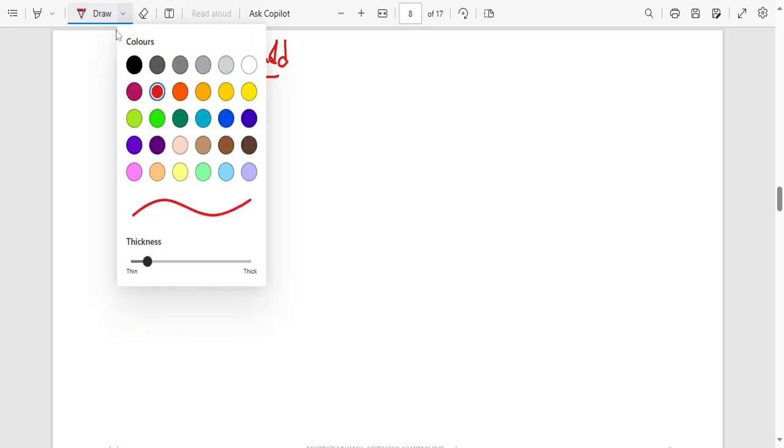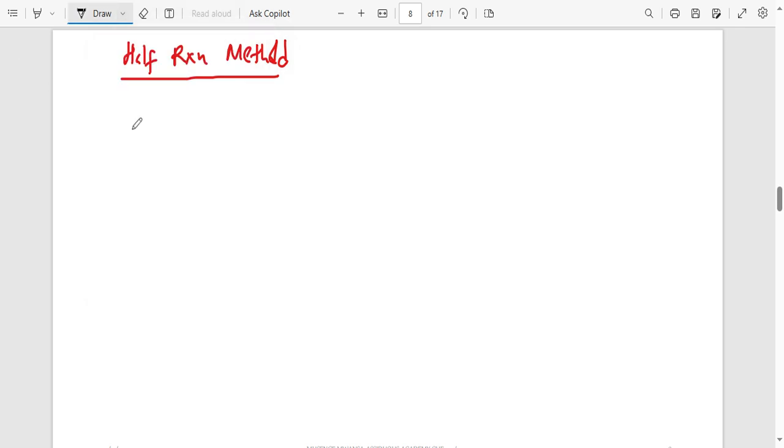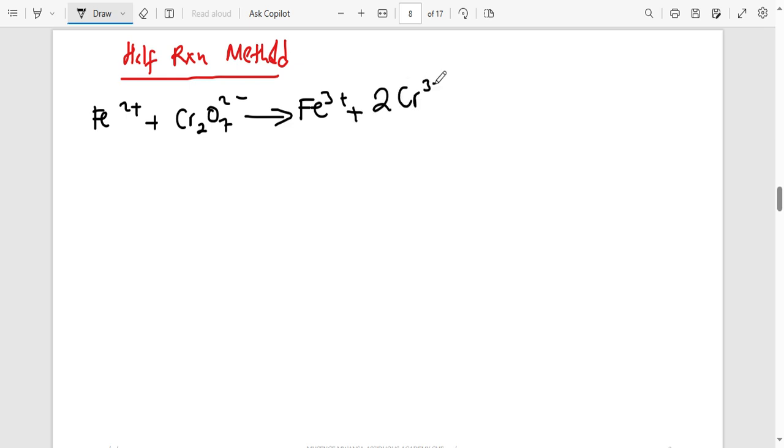Let's say the question that we've been given is iron 2 plus, let's say, this guy, and this produces iron 3 plus 2 Cr3 plus. So for this one, you need to make sure that you understand because it has got steps.